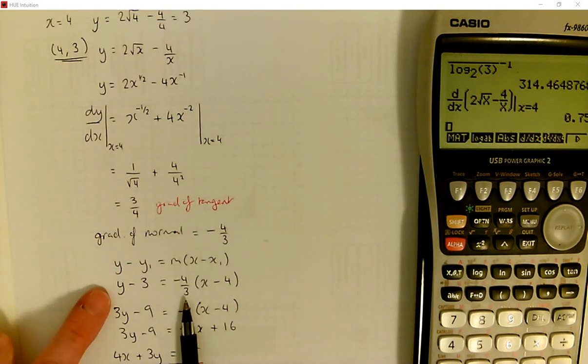Okay, and we're happy. It's a straight line through 4, 3, and it's a negative gradient, which our graph showed us.